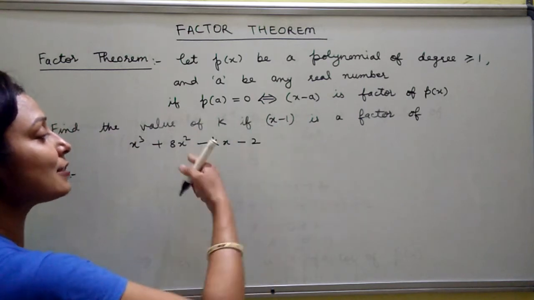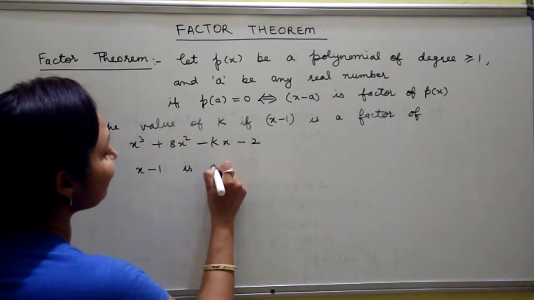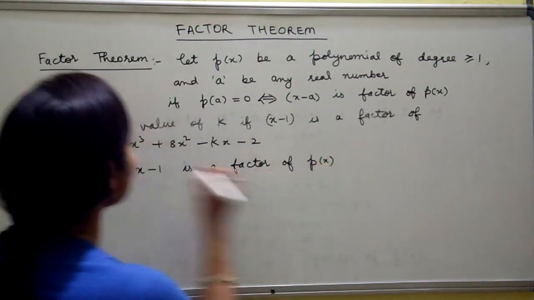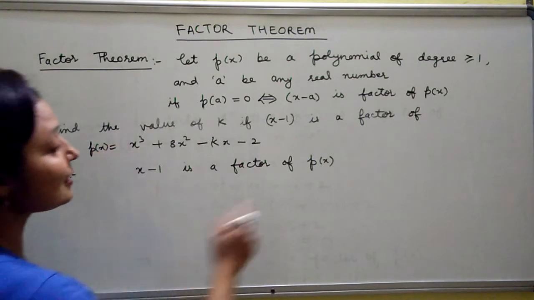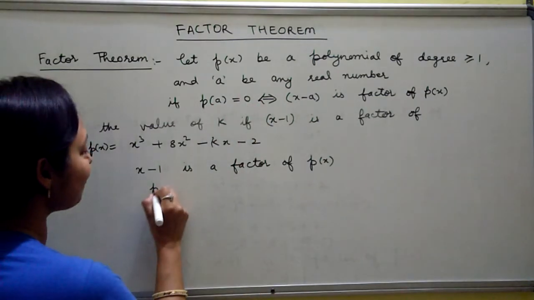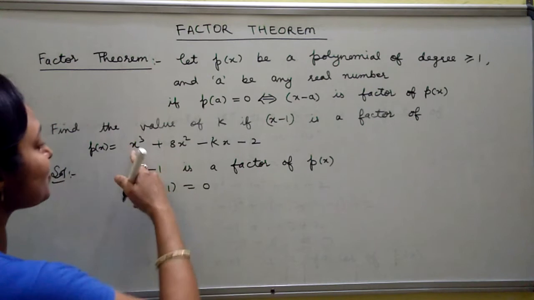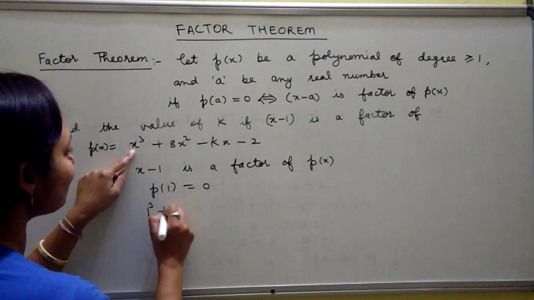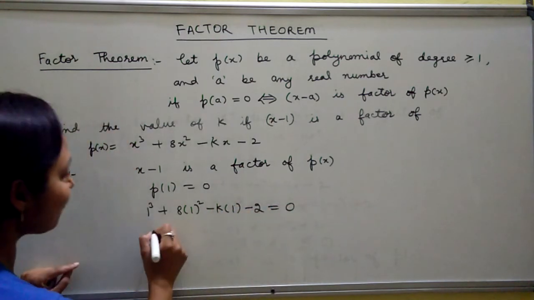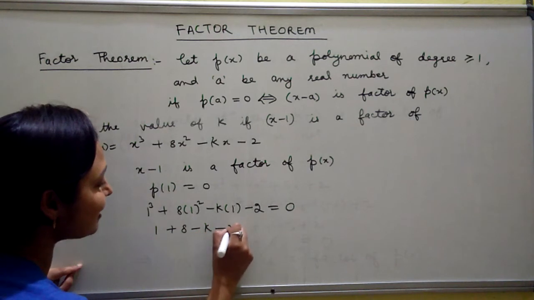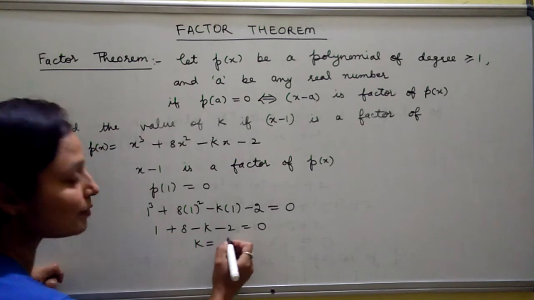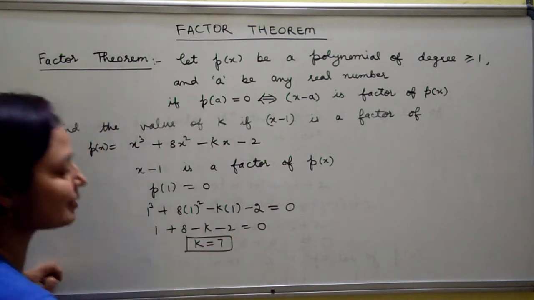If x minus 1 is a factor of P(x), this is P(x), a polynomial in the form of x, right? So what will happen according to the factor theorem? P(a) is equal to 0, that is P(1) equals 0. So you have to substitute 1 in place of x. 1 plus 8 times 1 square minus k into 1 minus 2 equals 0. We get 1 plus 8 minus k minus 2 is equal to 0. k is equal to 8 plus 1 is 9, 9 minus 2 is 7. So we have k is equal to 7.